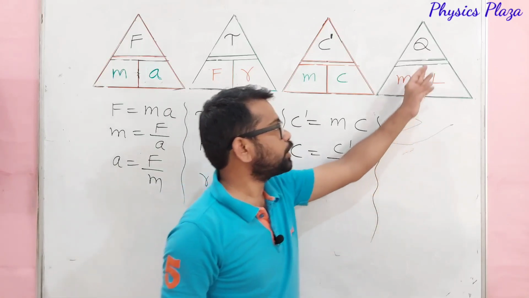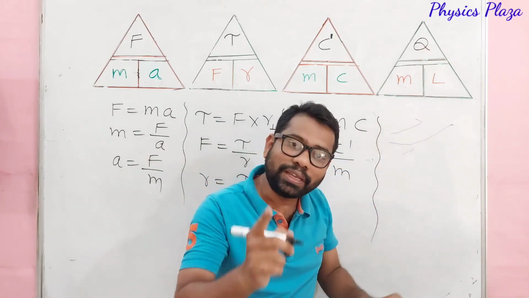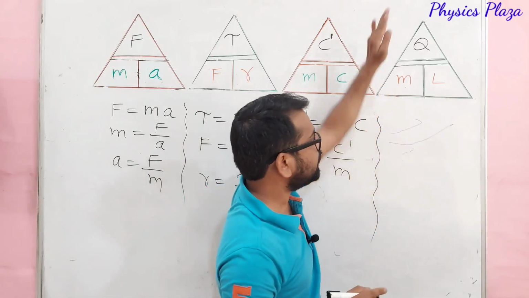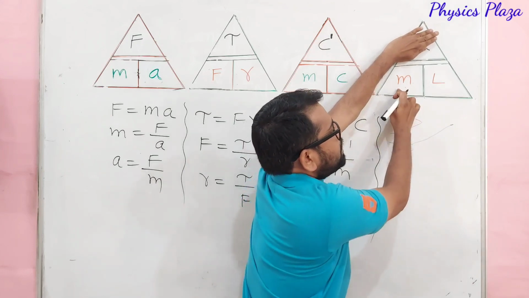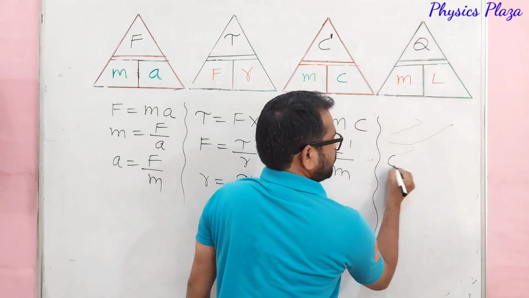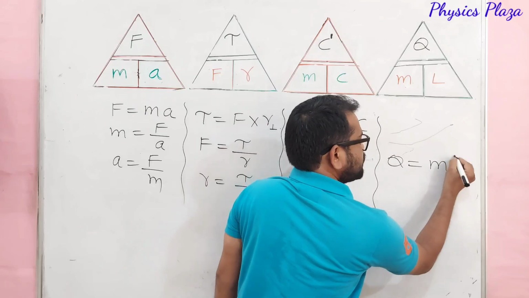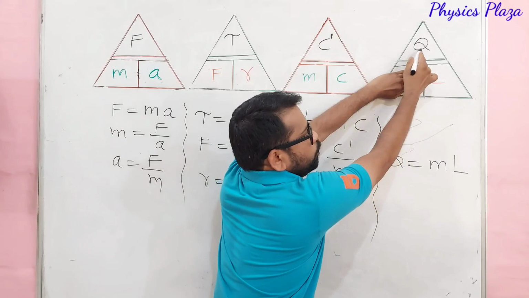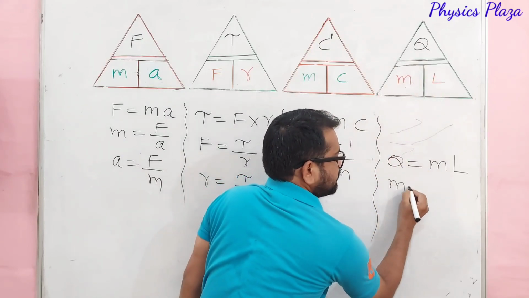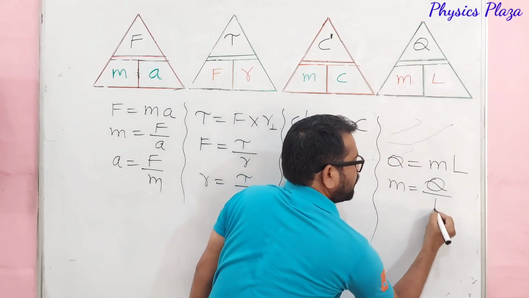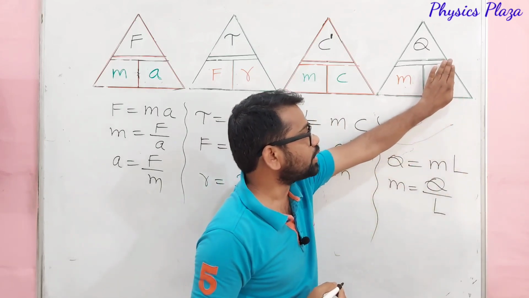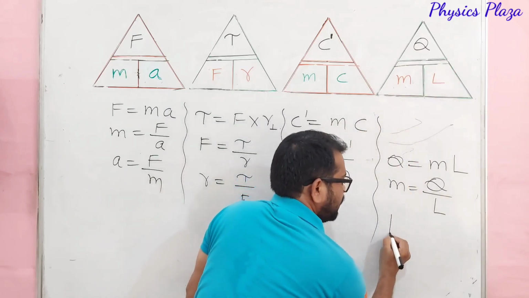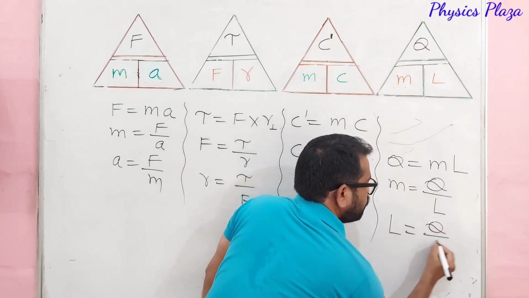Now come to this one here. Q refers to amount of heat. L refers to latent heat, specific latent heat. So children, Q is equal to mass into latent heat. So mass is equal to Q by L, and L is equal to Q by M.